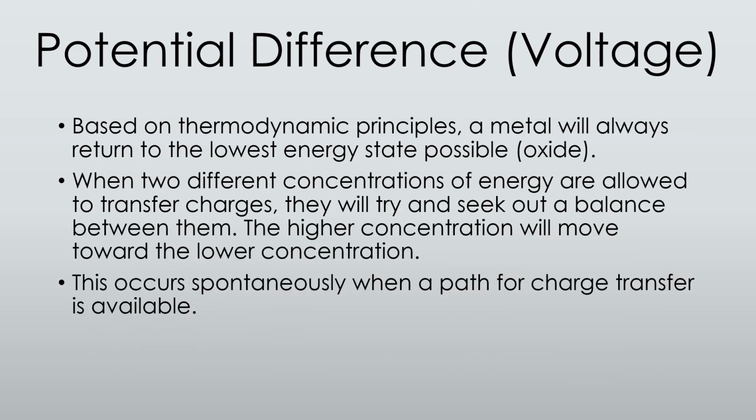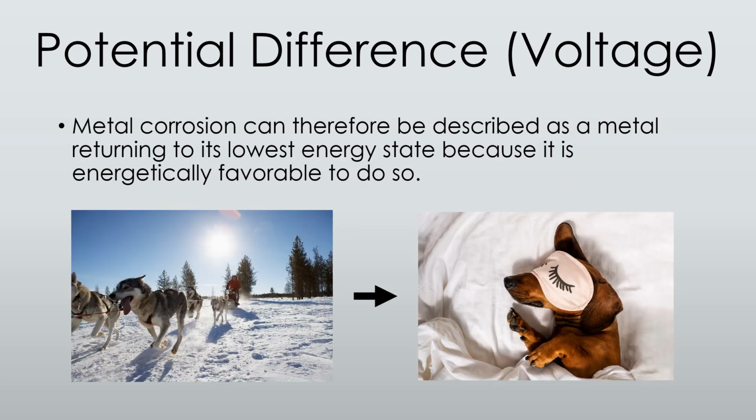So now that we've established that an ore is taken from its oxide state into a pure state, we now have multiple states of metal. Based on thermodynamic principles, a metal will always return to the lowest energy state possible, which is that oxide. When two different concentrations of energy are allowed to transfer charges, they will try and seek out a balance between them. The higher concentration will move towards the lower concentration. This occurs spontaneously when a path for charge transfer is available. So metal corrosion can therefore be described as metal returning to its lowest energy state because it is energetically favorable to do so.